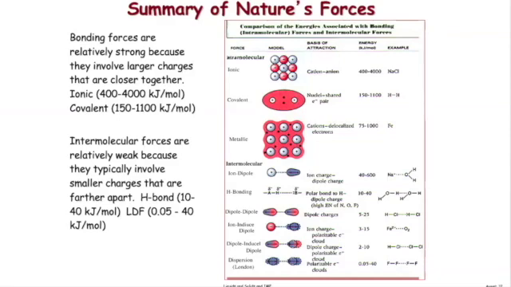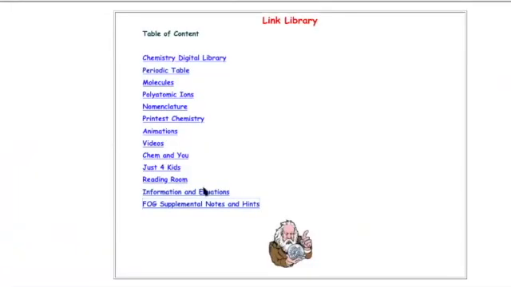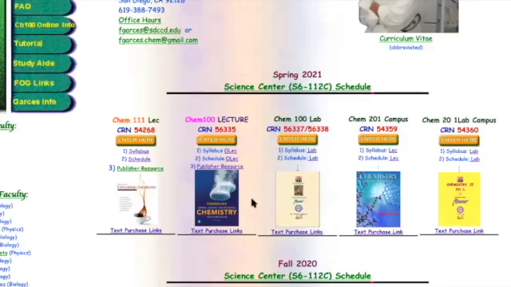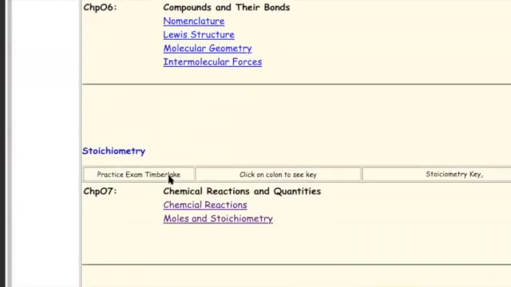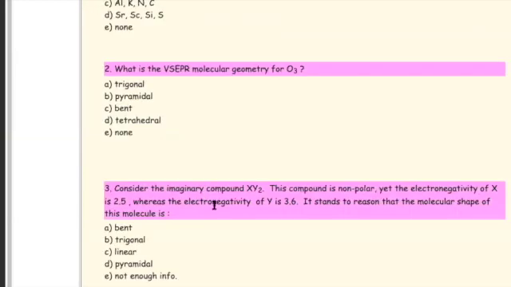And then the last thing I want to mention is, please do download this supplement information, because that's where you're going to find that VSEPR table, and then go to the website and look at the sample tests. You want to take a look at these questions right here: atomic theory, nuclear chemistry, and then right here, molecular geometry. It gives you many different types of questions in terms of what we just talked about.